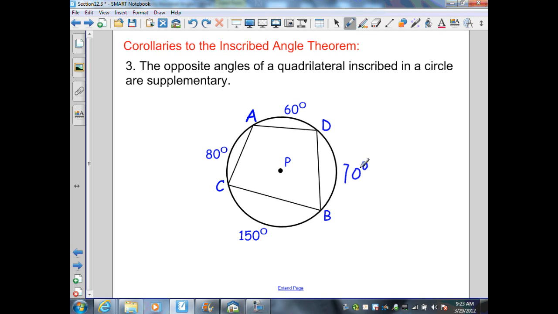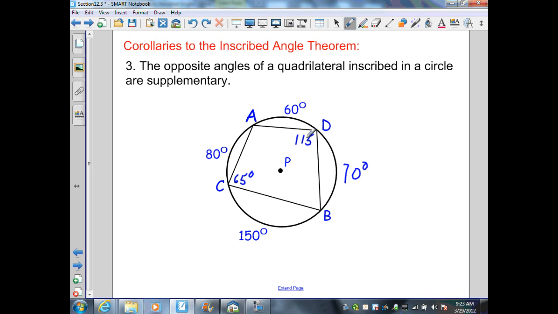Now I can determine the measures of the inscribed angles. The inscribed angle of ACD is equal to half the measure of its intercepted arc ADB. 60 plus 70 is 130. Half of 130 is 65 degrees. Using corollary 3, I know that the measure of angle D must be supplementary to angle C, which is 65 degrees. So angle D must measure 115 degrees.